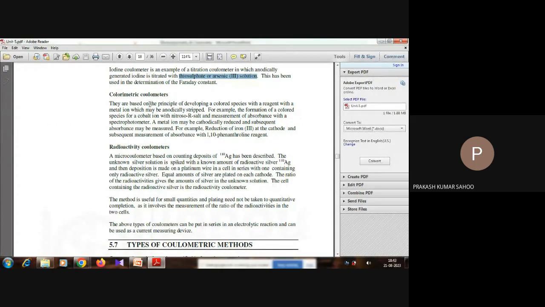Then the colorimetric coulometer. The principle is developing a colored species with a reagent. For example, the colored species for cobalt ion uses nitroso R salt. This is the chemical used to color the cobalt ion, with measurement of absorbance using a spectrophotometer. Another example is reduction of iron 3 at the cathode and subsequent measurement of absorbance by using the reagent 1,10-phenanthroline. So these are the examples you should remember for colorimetric coulometry.